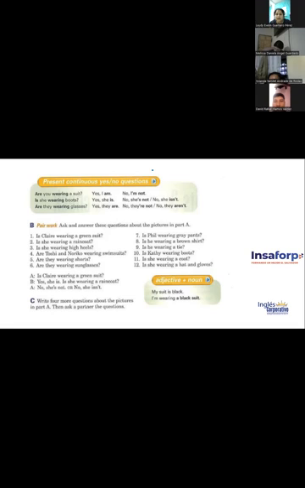Yeah. Number three says, is she wearing high heels? Yes, she is. And she's wearing high heels. Look at number four. Number four is, are she and Noriko wearing swimsuits? No, they're not. They are not. Or no, they aren't.